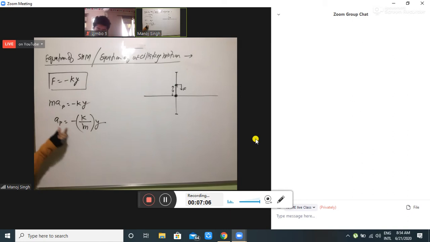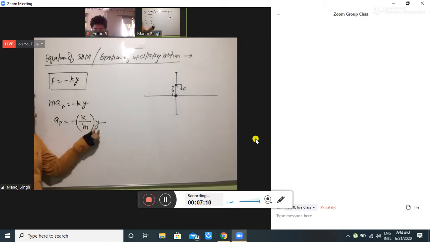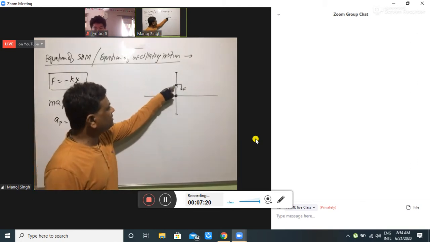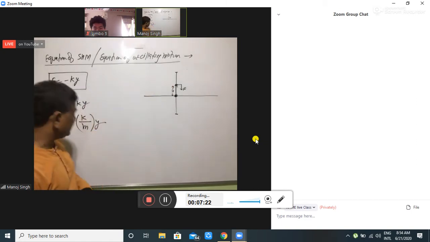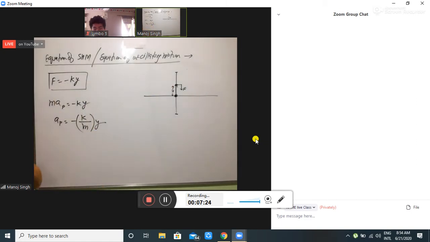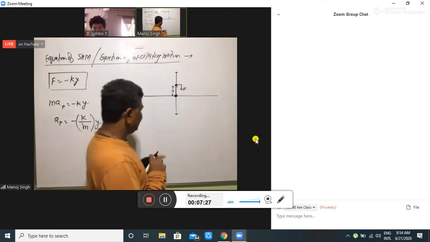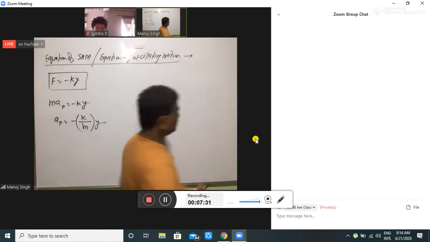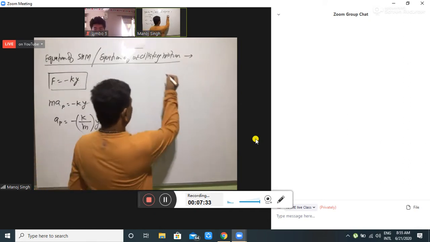So the acceleration of the particle is equal to minus K divided by M into Y. A is the acceleration of the particle, minus K by M into Y. Y is the displacement of this particle from the mean position. Okay, this is one equation you study in class 11th here.